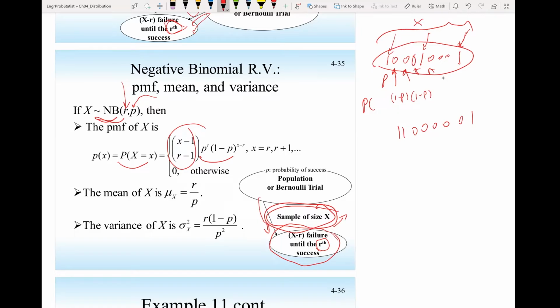And if I want to find the mean of x, instead of 1 over p, now it will be r over p. 1 over p, that was the geometric. For the negative binomial, it will be 1 over p times r, because there are r successes. And that will be the variance.